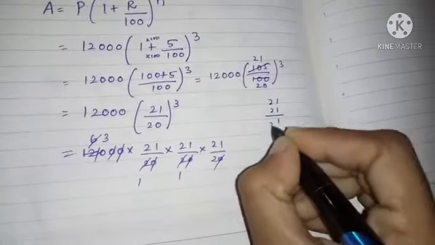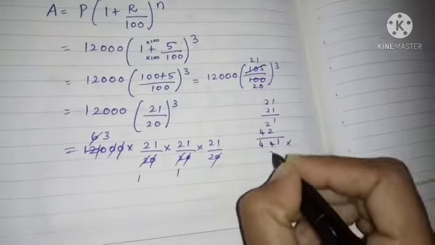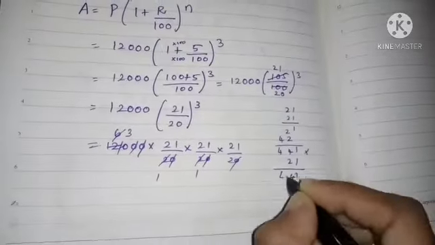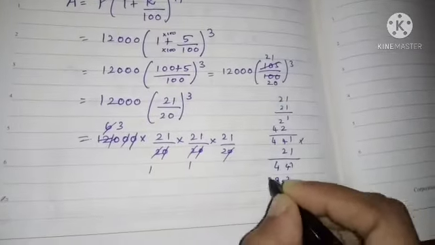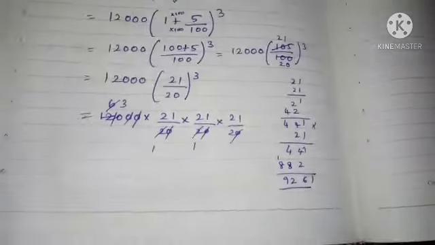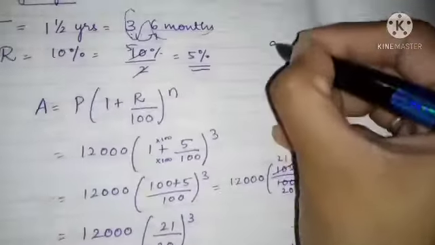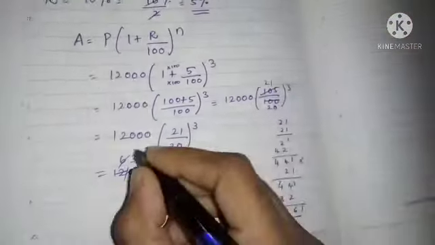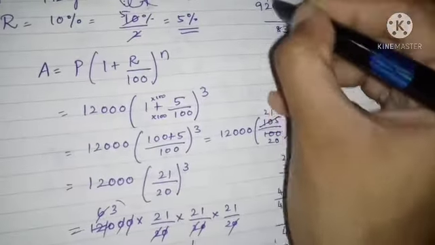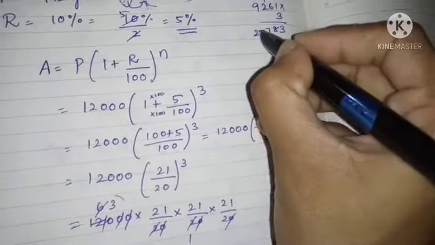21 into 21 is 441. 441 into 21 is 9,261. Then 9,261 into 3 is 27,783.